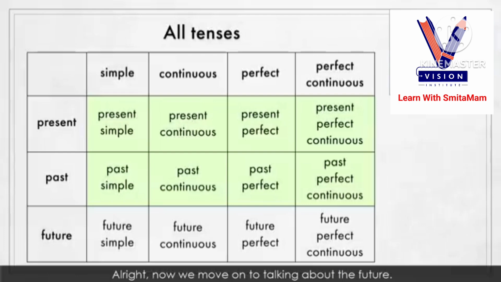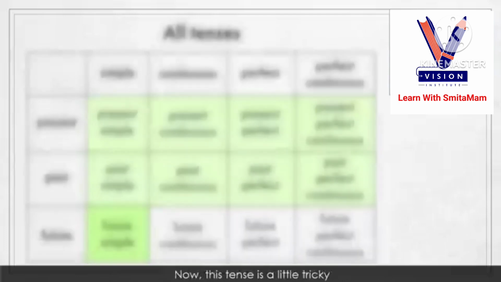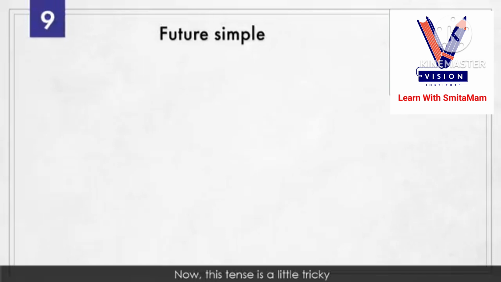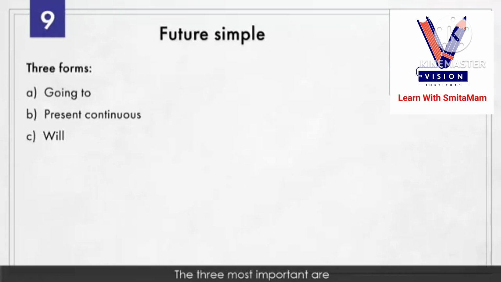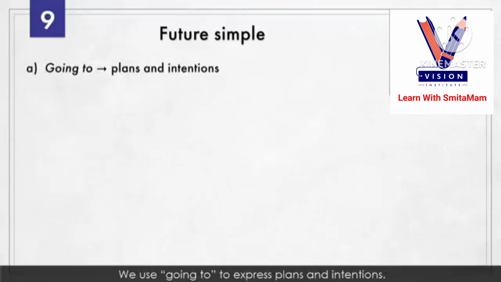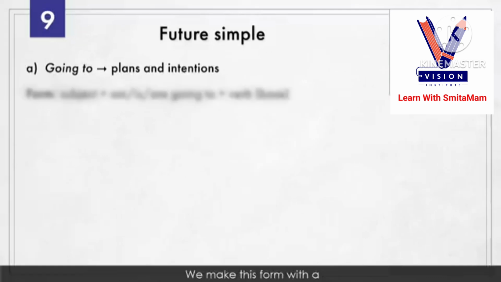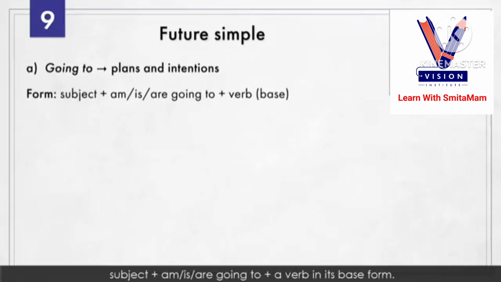Alright, now we move on to talking about the future. The first tense for us to look at is the future simple. Now this tense is a little tricky because there are a few different future simple forms. The three most important are going to, the present continuous using an ing verb, and will. Let's talk about where to use these. We use going to express plans and intentions. We make this form with a subject plus am, is, are going to plus verb in the base form.